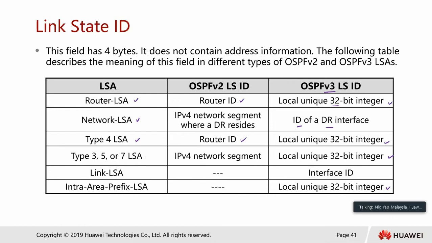Even for the type 3, 5 and 7 LSAs, OSPFv3 is also using a unique 32-bit integer to represent them. But for OSPFv2, they're using the network segment, the exact segment. For OSPFv3, they're not. They're using just the integers. And the link LSA and intra-area prefix LSA don't exist under OSPFv2; they are created under OSPFv3.